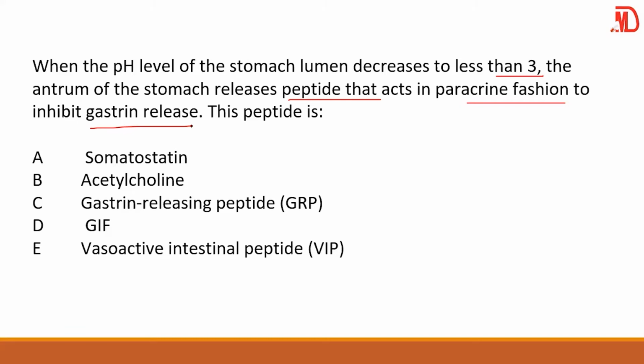So the question says they release substances that inhibit the gastrin release. So the question is, what peptide hormone was released? So over here, we are looking at somatostatin.